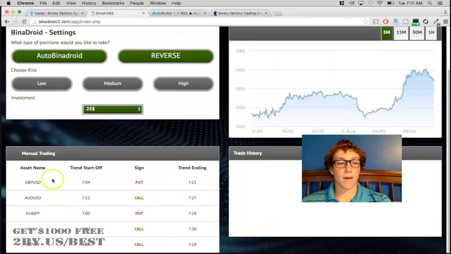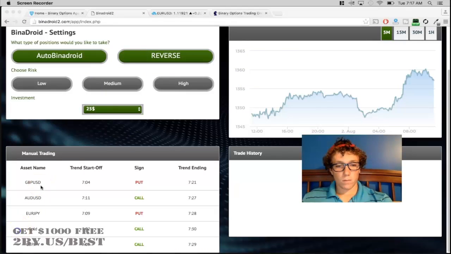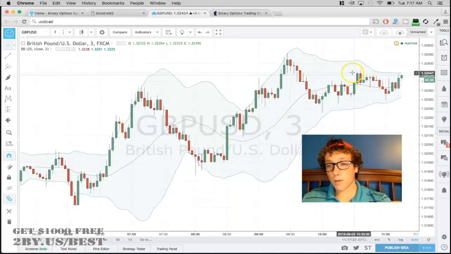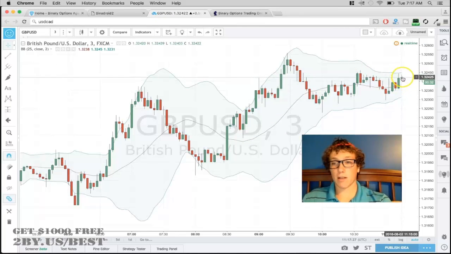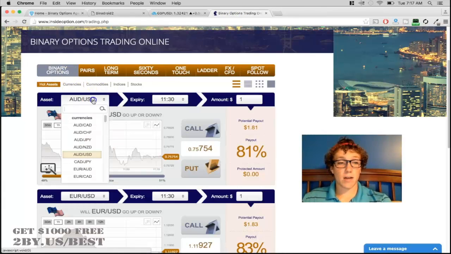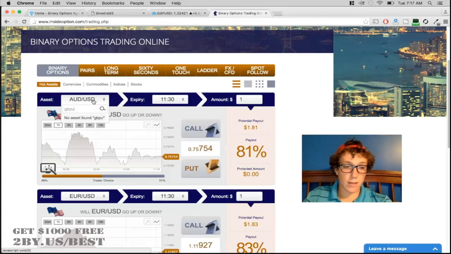Now going back to Binadroid here, we have a couple more trades to check out. This Great British Pound US dollar here for a put, if you go and check out their chart, it's trending upwards, but do you see this resistance line right here? See how that candle is struggling, went up and just popped back down? That means it's a very good trade. So going back to hot assets here, the Great British Pound US dollar.